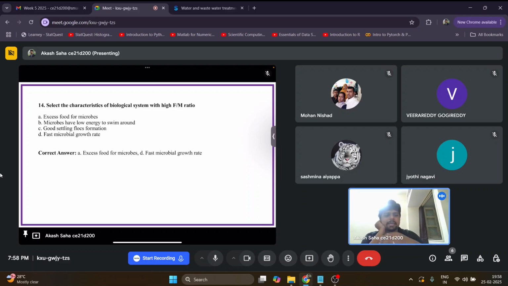And obviously, again, the high F/M ratio means the settling characteristics will not be that good. It will have poor settling characteristics. So that's why option C is not correct.